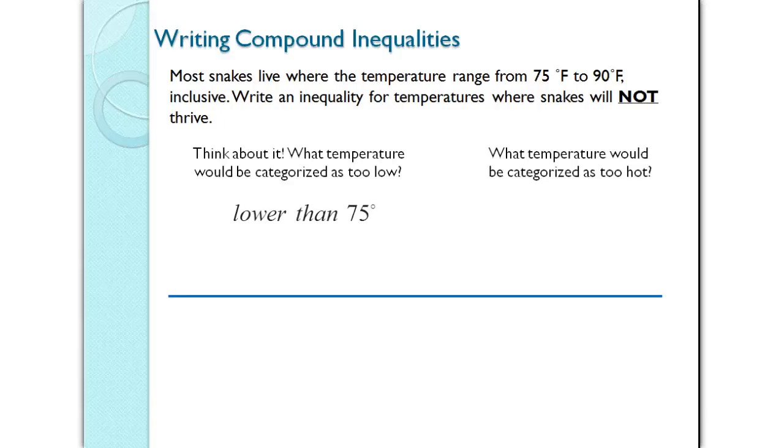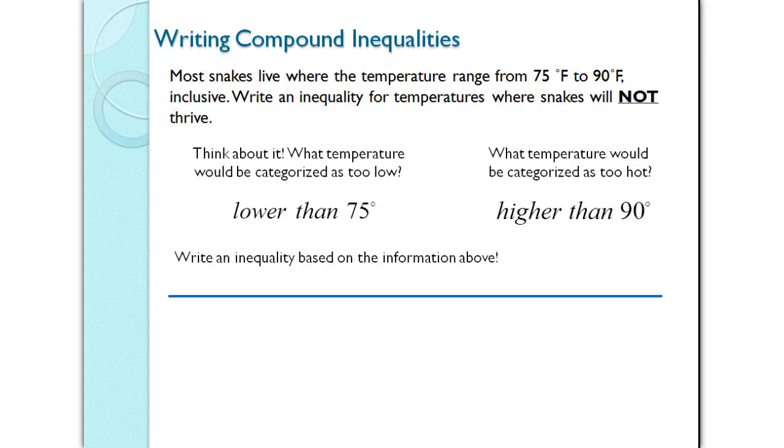Well, anything that is lower than 75 is going to cause snakes to struggle to thrive, and anything higher than 90 degrees is going to cause issues with them thriving in their environment. So those are our two constraints. So now let's write an inequality based on the information above. Let's let x equal the temperature, because we're talking about writing an inequality.